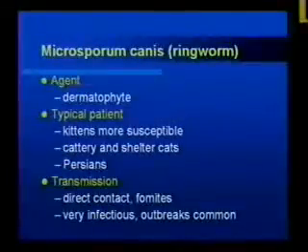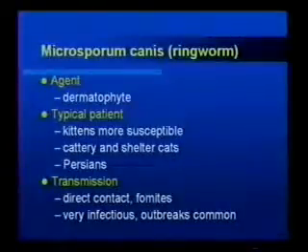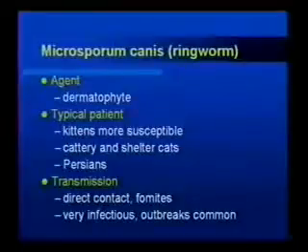Microsporum canis is the most common fungal infection of cats. This is a dermatophyte infection known as ringworm. Kittens are most susceptible, and also catteries and shelter cats that are confined in large numbers in a small area. Persians appear to have a genetic predisposition to this infection, and they can often become lifelong carriers when they're infected.